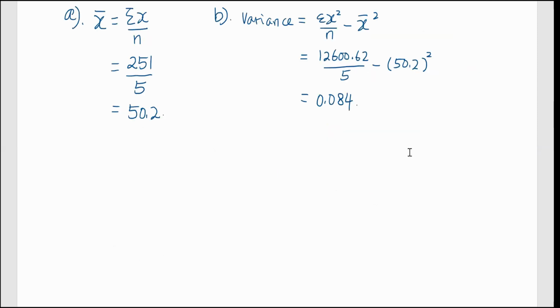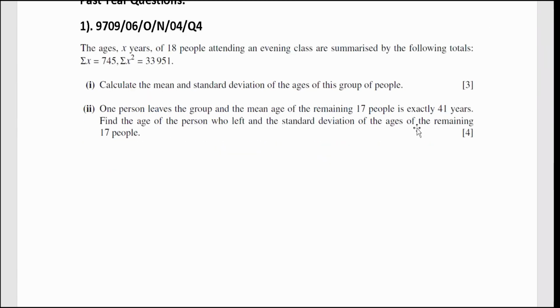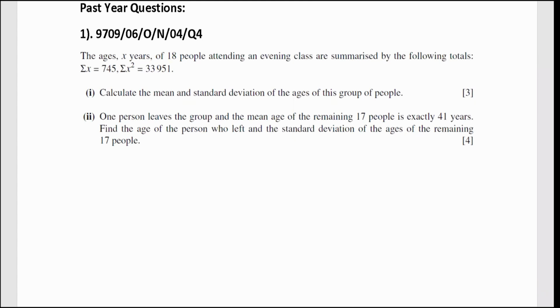So now we look at the past year questions here. This is the question from October/November 2004, question 4. The ages X years of 18 people attending an evening class are summarized by the following totals. So you can see here, these are the summarized data, and the sample size is 18 people. Okay, answering part 1.